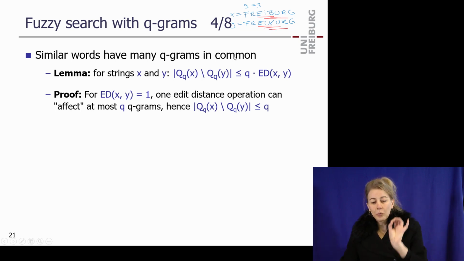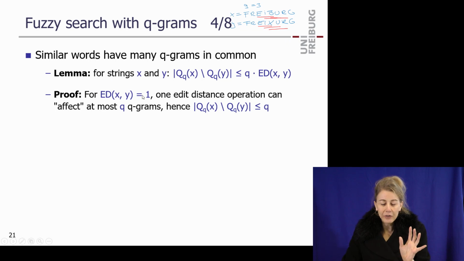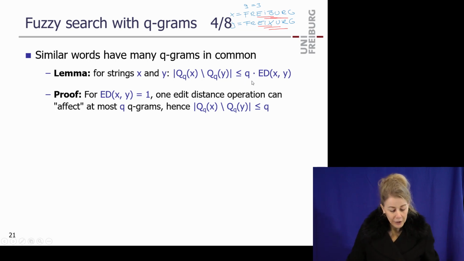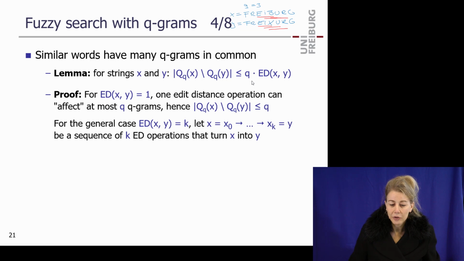So if I do 1 edit distance operation, and that's also true for insert or delete, it affects at most, it can be less, that's why less or equal, Q 3 grams. And that's why we have this less or equal Q. And now, if you have K operations, it kind of multiplies by the number of operations, which looks natural. It's actually not trivial to prove. Let me just give you the idea.